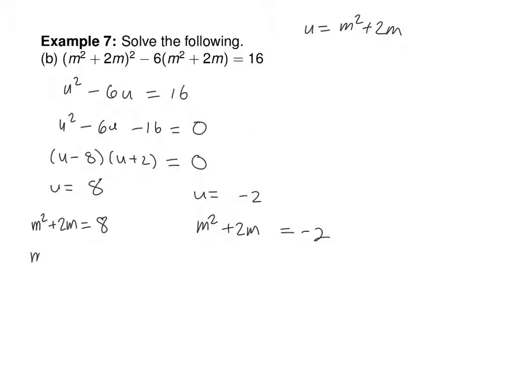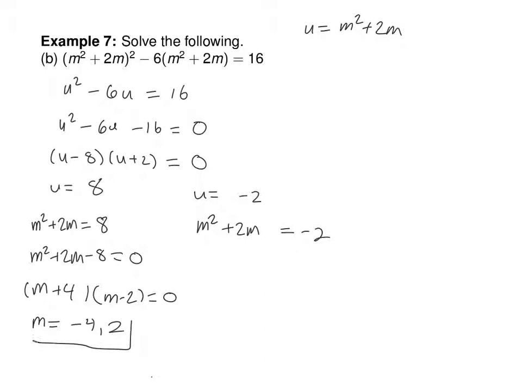So the first one is m squared plus 2m minus 8 equals 0. Does that factor? What multiplies to make negative 8 and adds to 2? 4 and negative 2. So one answer is m equals negative 4, and the other one is 2. Okay, we got two answers. Woo!